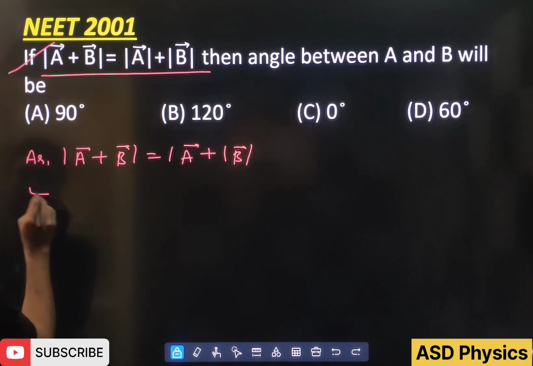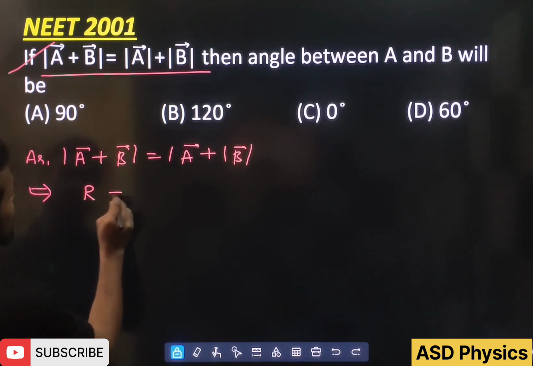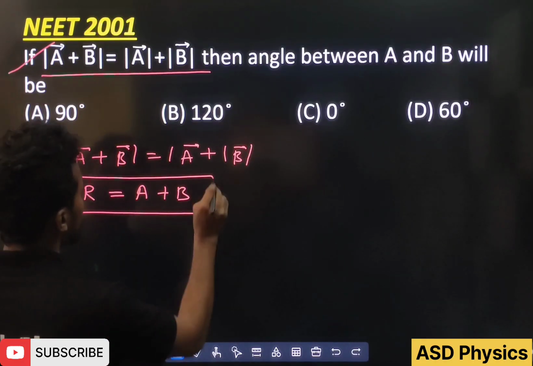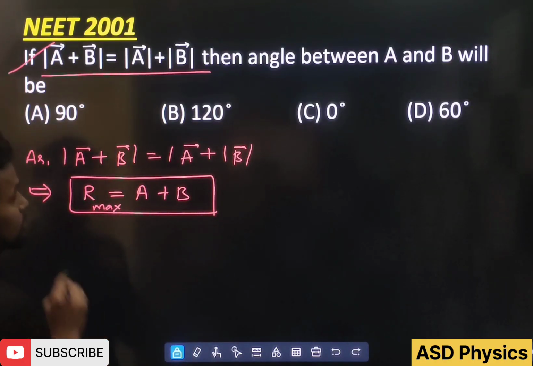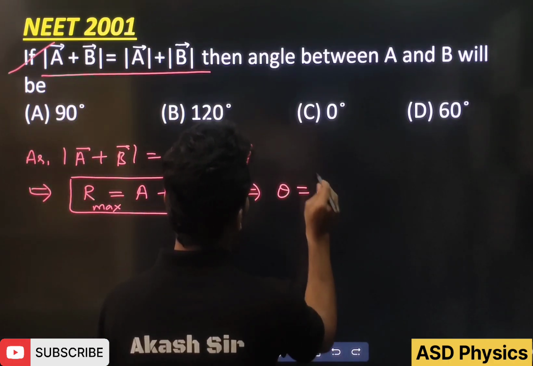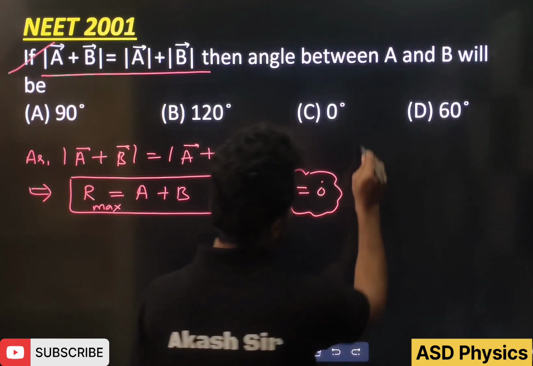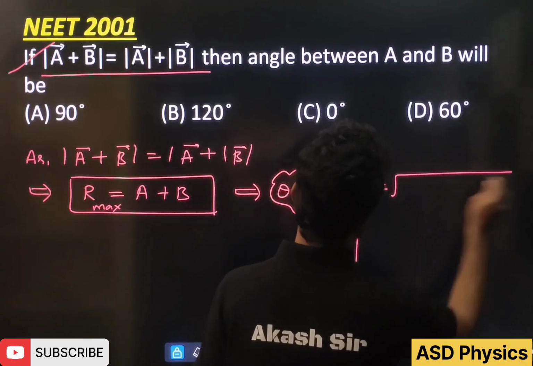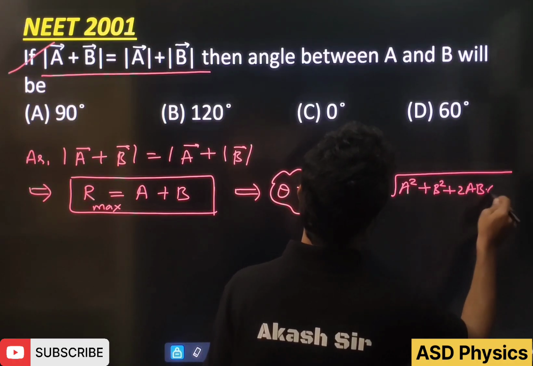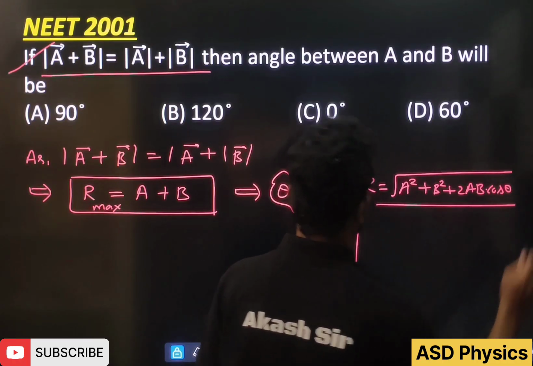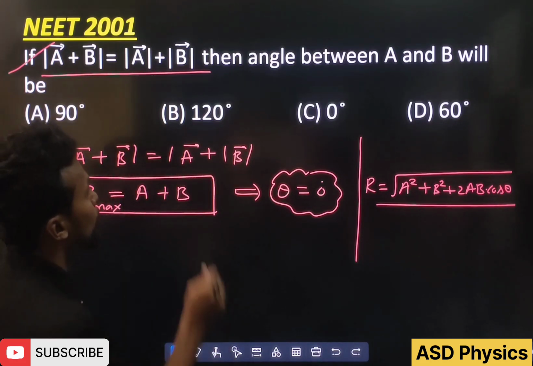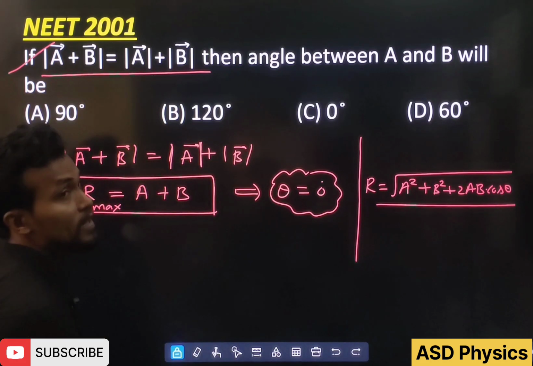Okay, or even we can see from this point of view also. Let's take a resultant R equal to A plus B. Okay, so resultant R equal to A plus B, you know very well this used to be the maximum. I have taught you very well, and this is possible in which situation? When theta equals 0 degrees. Now you know the standard formula. What is the formula? R equals square root of A square plus B square plus 2AB cos theta. So you know very well, when theta equals 0 degrees, only then mod A plus B is equal to mod A plus mod B.